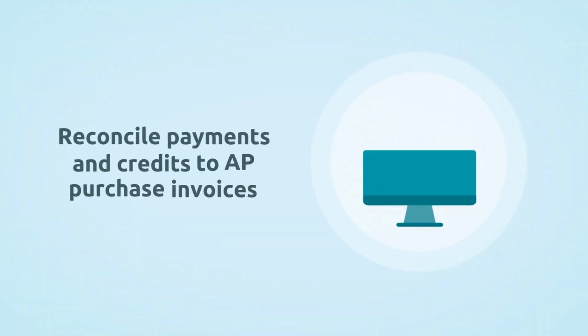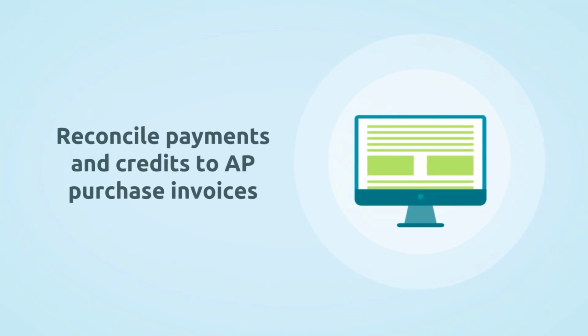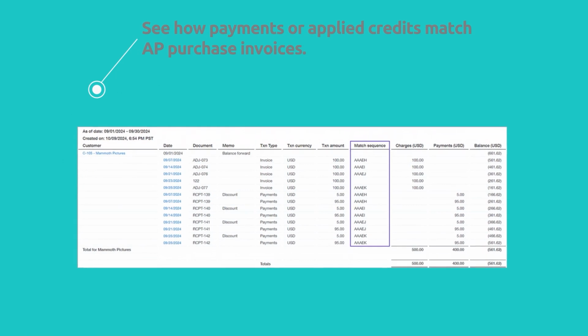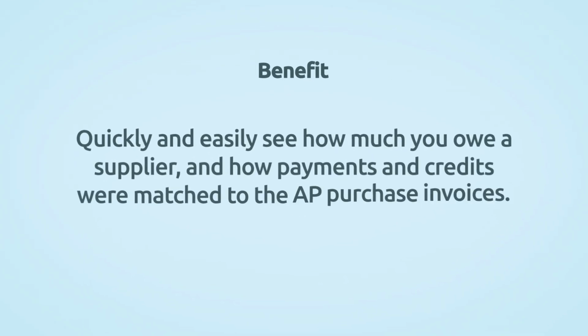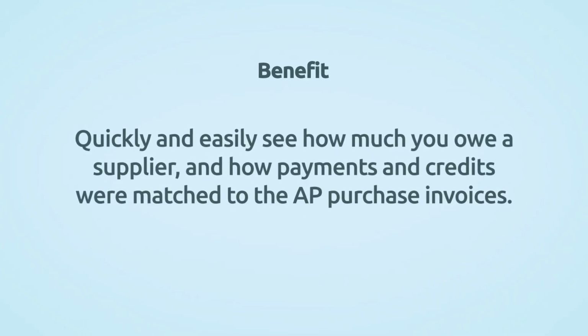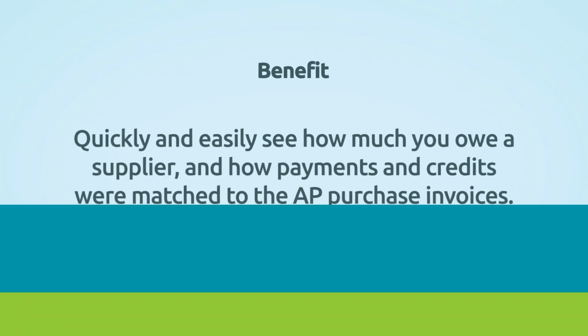Reconcile payments and credits to AP purchase invoices. So you can now see how payments or applied credits match to AP purchase invoices with the supplier reconciliation report. This means you can quickly and easily see how much you owe a supplier, but also how payments and credits were matched to the AP purchase invoices.